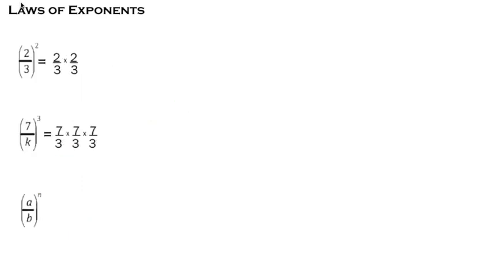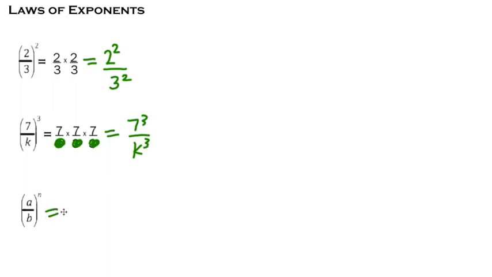Now, one more rule for now. This time it involves fractions. Fractions actually follow similar laws to what we've been talking about before. In this case, I have 2/3 to the second, which really means I have 2 times 2 over 3 times 3, or 2 to the second over 3 to the second. Same thing with 7 over k. Oh, I don't know why that says 3. Let's erase that. Clearly I was thinking of something else. And then we have 7 to the third over k to the third.